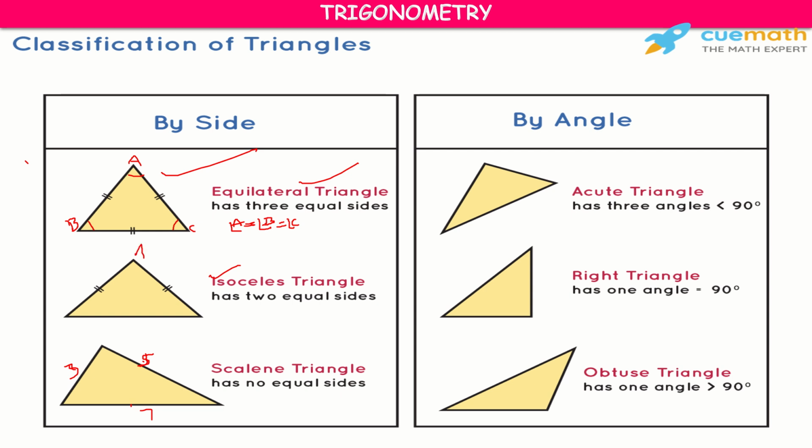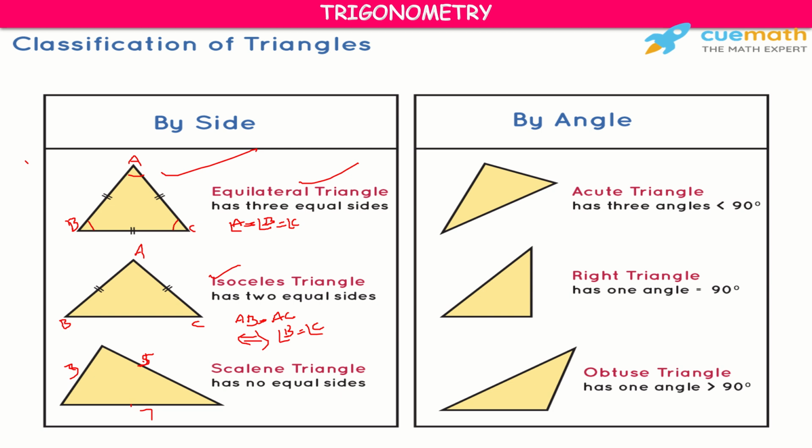Suppose this vertex I am denoting as A, this vertex as B, and this vertex as C. Here AB equal to AC, observe carefully, AB equal to AC. Here AB equals AC means A is the common vertex. So implies and implied, we say angle B equal to angle C. Why am I saying implies and implied?